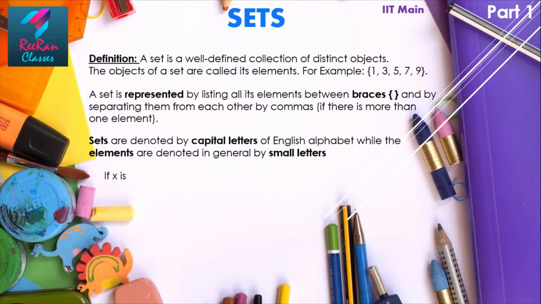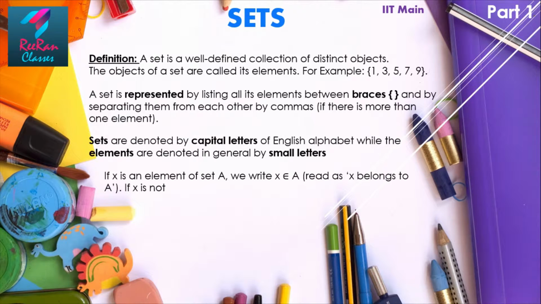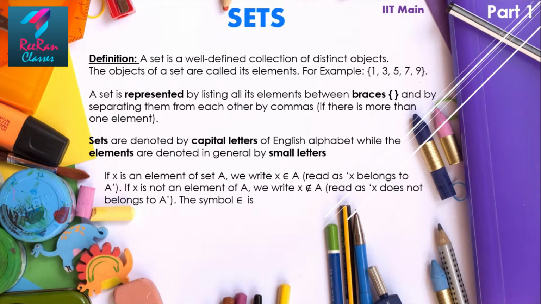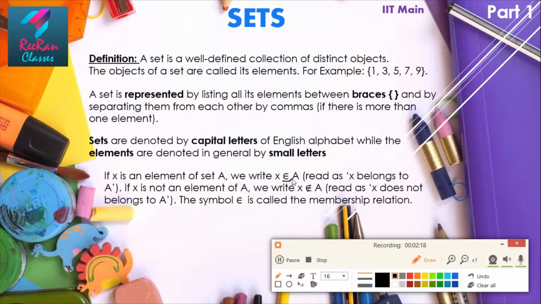If x is an element of set A, we write x belongs to A, or we can read it as x belongs to A. If x is not an element of A, we write x does not belong to A. It means we read it as x does not belong to A. So the symbol belongs to is called the membership relation. Here this sign is known as belongs to and this sign is known as does not belong to.